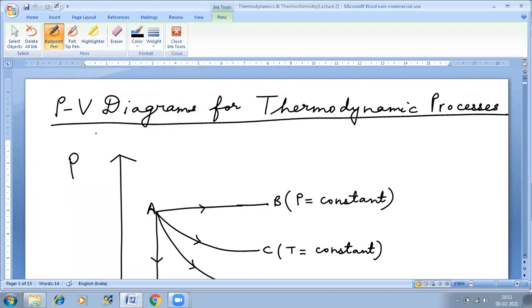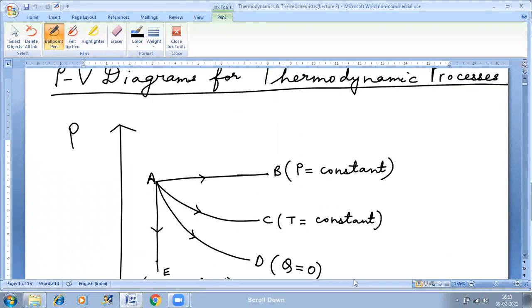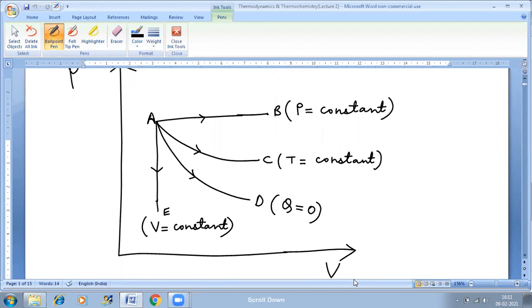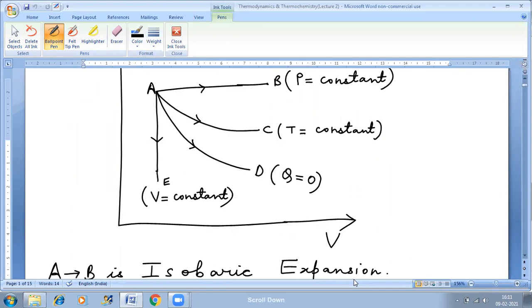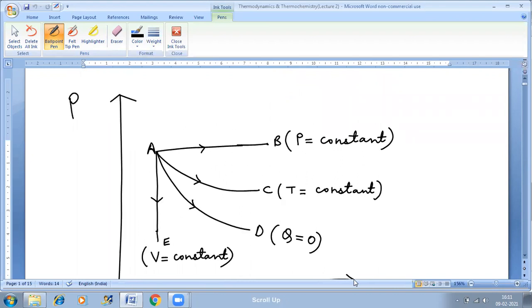So this is a graph. Pressure is along the y-axis, volume is along the x-axis. PV graph. So let's look at this graph for different processes.